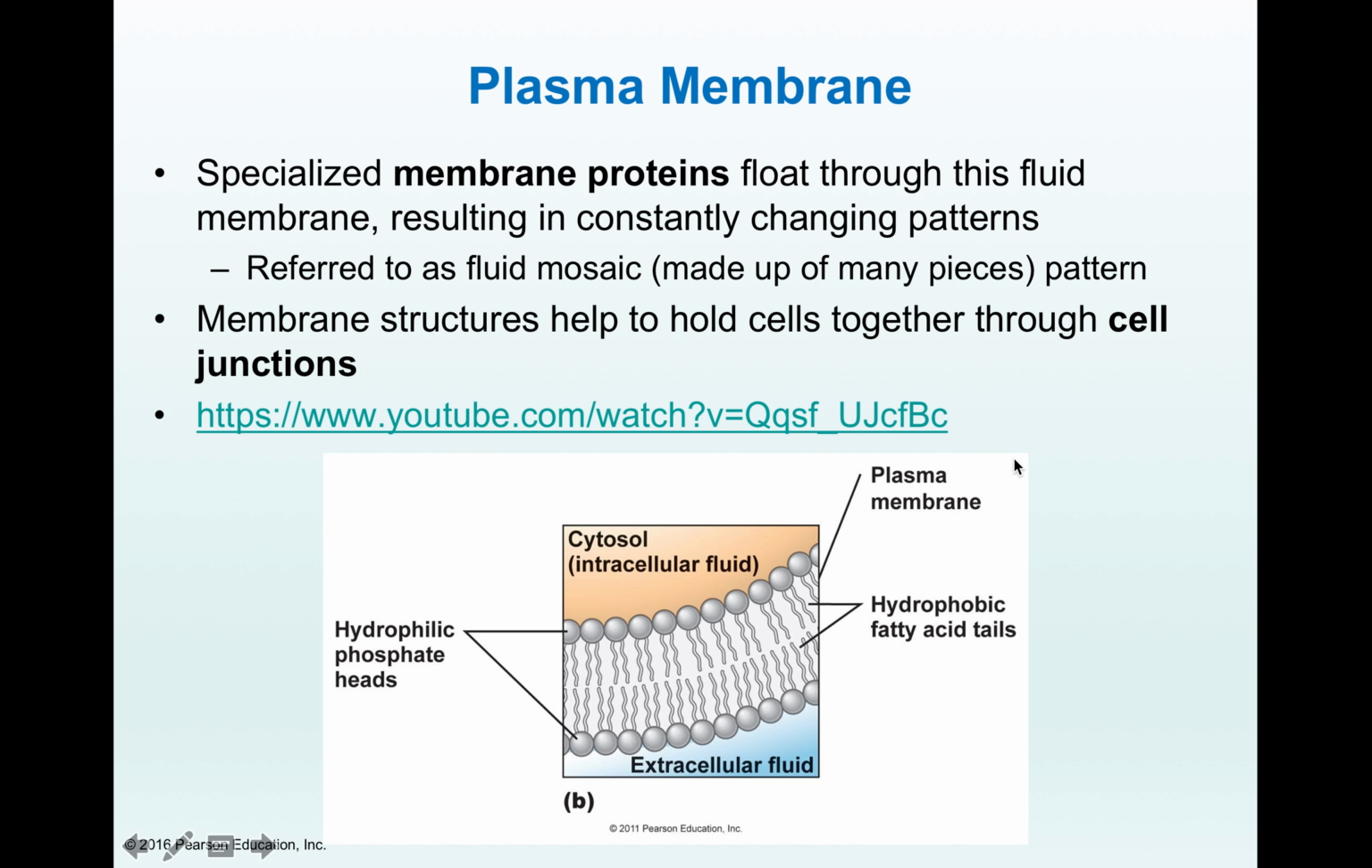So if you take a look at the membrane, the circles that you see in this picture represent your phosphate heads on either side of the bilayer, and the lines coming off on either end represent the fatty acids with hydrophobic characteristics.